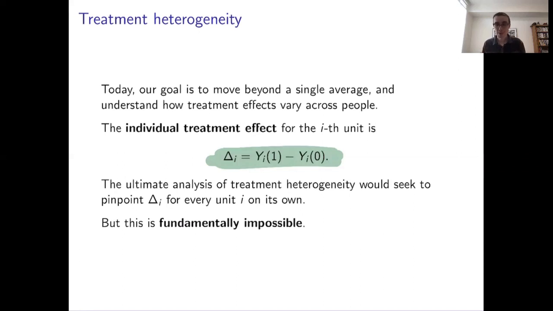For any specific person, either I give you the treatment or I don't give you the treatment. I can never both give you the treatment and not give you the treatment. And that means that for any specific person, either you observe Yi(1) or you observe Yi(0). You can never observe Yi(1) minus Yi(0). So you can never observe delta i for a single person.